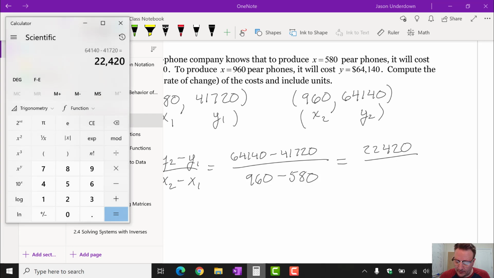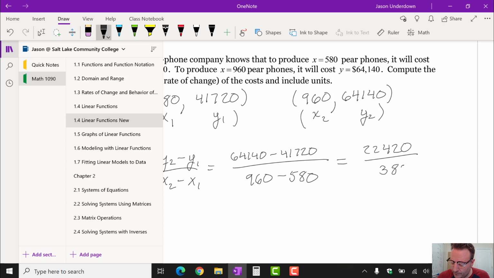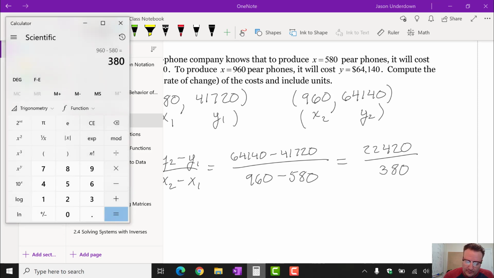And let's see, 960 minus 580. I could probably do that in my head, but I have the calculator handy. It's 380. And let's compute that quotient. So 22,420 divided by 380 is 59.